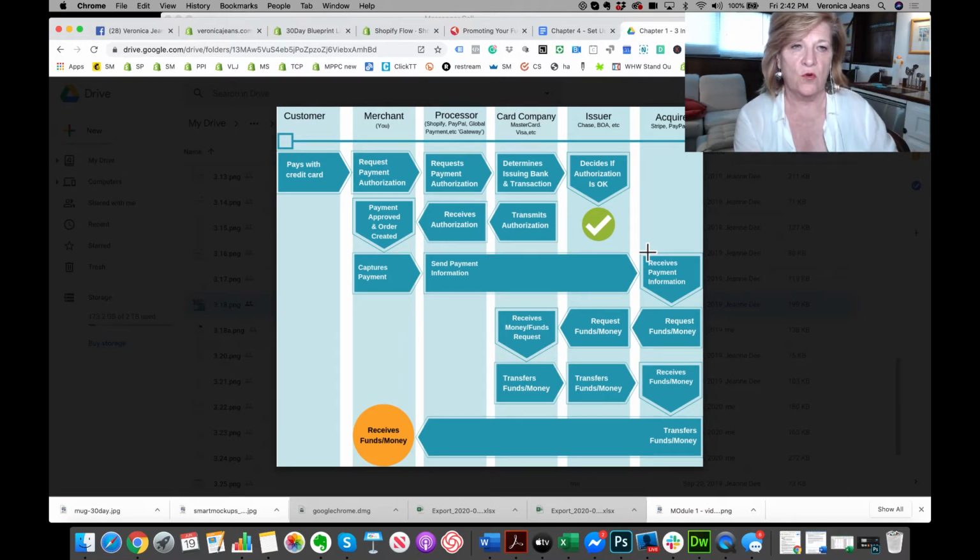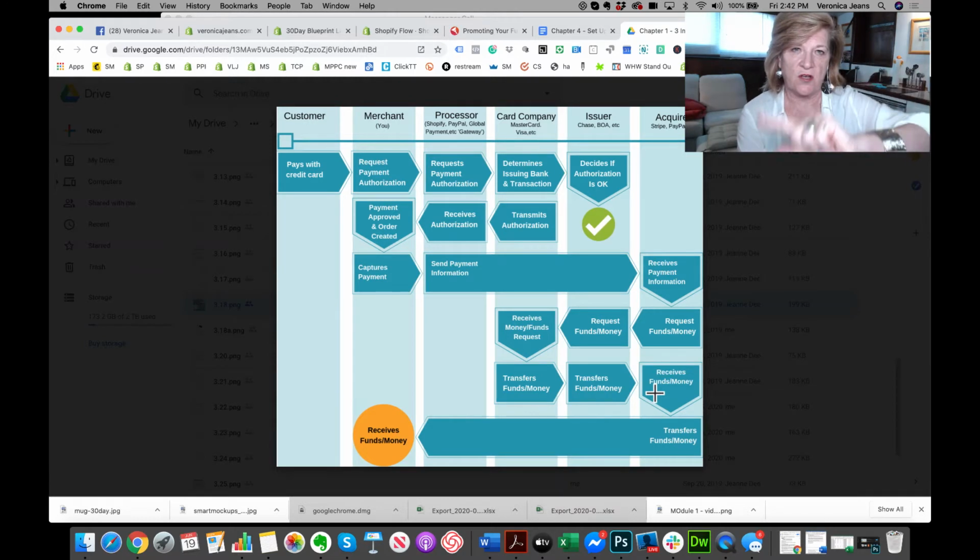So they then receive the payment information, okay? Then it goes to request funds, right? The request for funds goes through the issuer again, goes to the credit card company, and it doesn't come all the way to us. This is now happening in the back end. They transfer the funds, go through the issuer again, and then the acquirer receives the money. So Stripe, PayPal now receive the money.